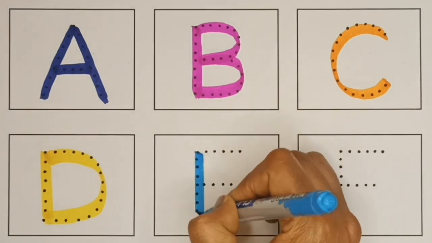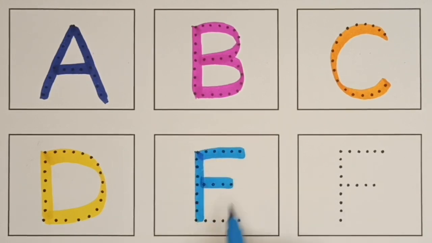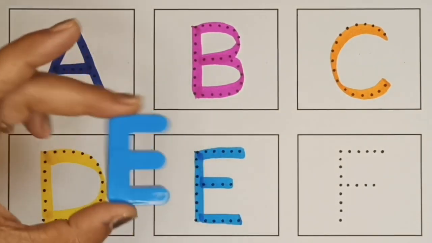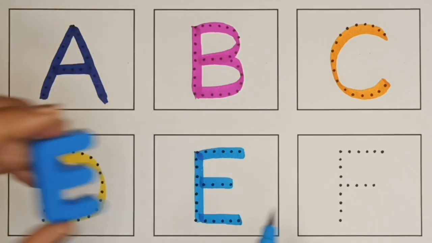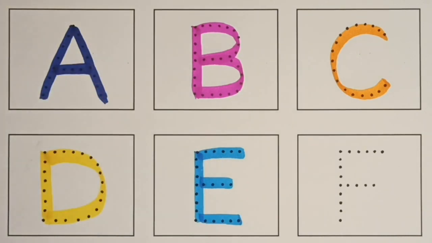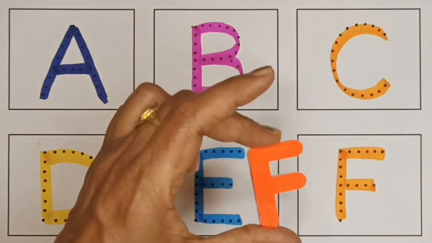E. E for elephant. Sky blue color. F. F for fish. Orange color.